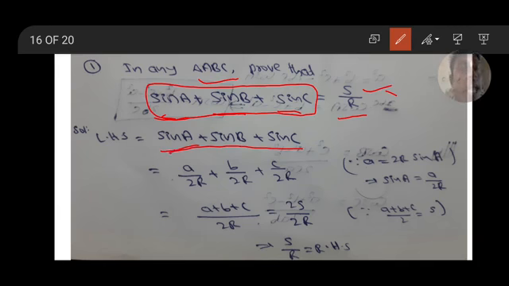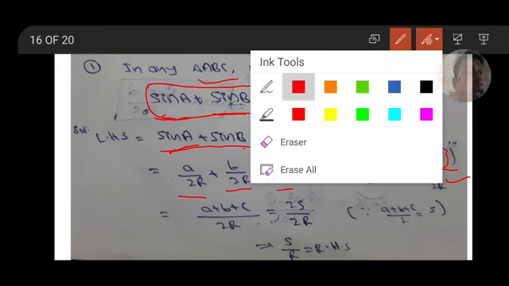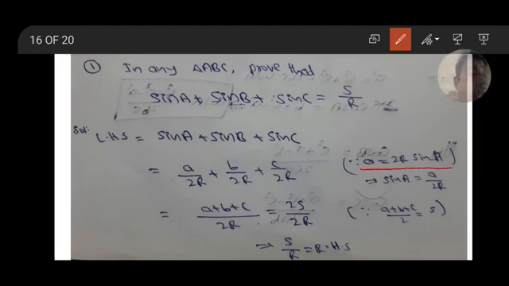What is sin A? From the sine rule, we have a = 2R sin A. Therefore, 2R comes to the other side and divides: sin A = a/2R. Similarly, sin B = b/2R and sin C = c/2R.